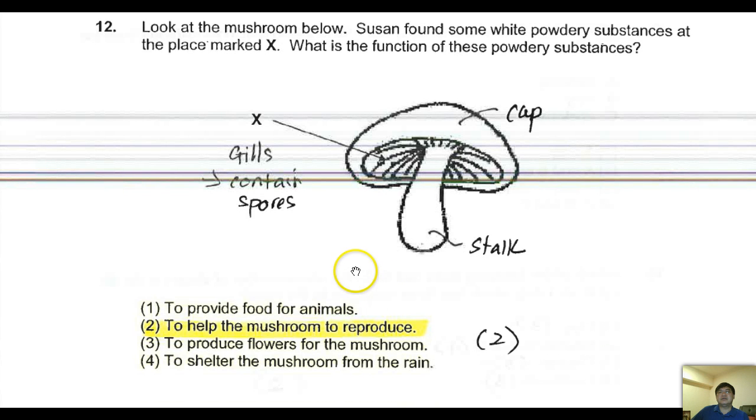Right, just in case you do not know, the gills are here that contain the spores. This is called a cap, this is the stalk. Alright, so they found a white powdery substance in the mushroom X over here underneath. What is the function of this powdery substance? It is to help the mushroom to reproduce.